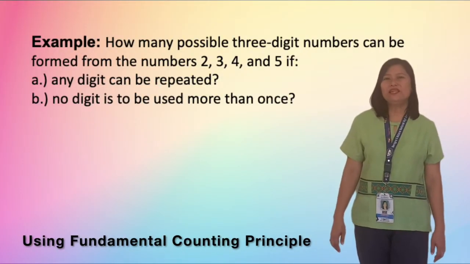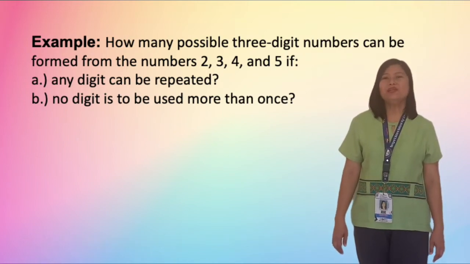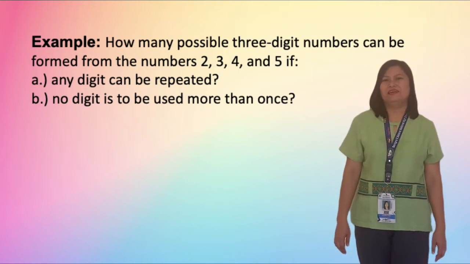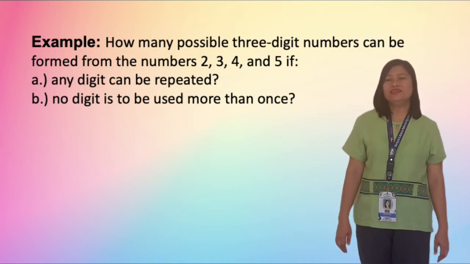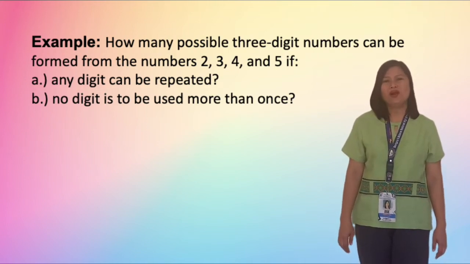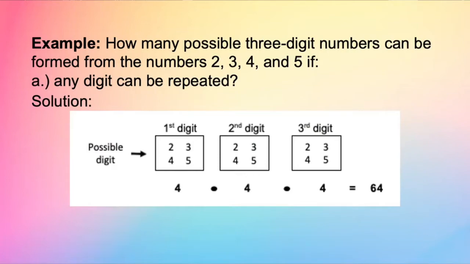Example, how many possible three-digit numbers can be formed from the numbers 2, 3, 4, and 5 if A, any digit can be repeated, and B, no digit is to be used more than once? Since any digit can be repeated in the first digit, second digit, and third digit, all numbers can be used in the first digit. There are four possible outcomes.